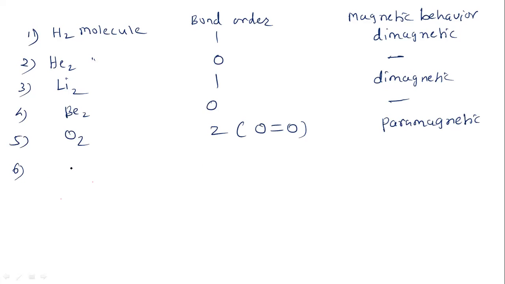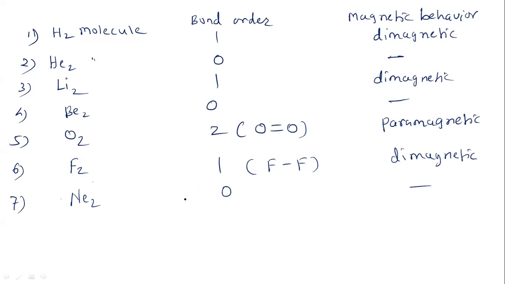Then the fluorine molecule: bond order is 1. There is a single covalent bond between the two fluorine atoms. So it is diamagnetic, as all the electrons are paired in the bonding as well as antibonding molecular orbitals. And the seventh molecule known to us is the neon molecule. Actually, it is not a molecule because the bond order is 0 here, so there is no question of explaining bond order in neon.